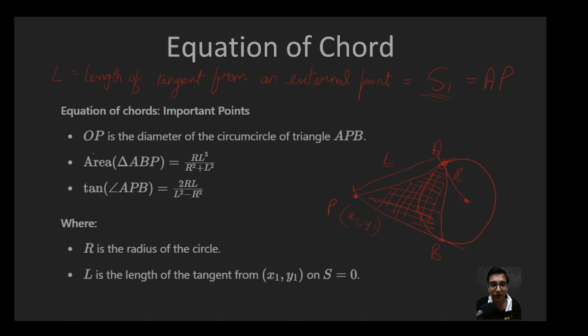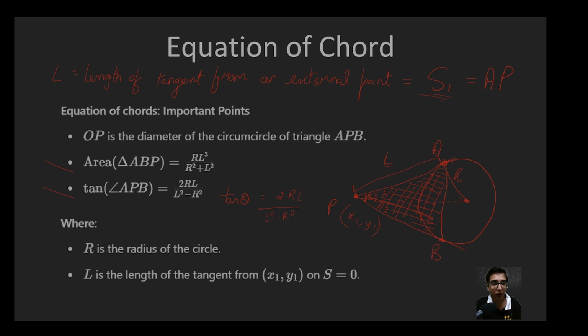So you can find out, of course, the area. You can find out tan of this angle APB. That means if I consider this angle to be theta, my tan theta becomes 2RL by L square minus R square. Now once you have found out theta, you can divide it by joining it with the center, and it would divide the angle into two equal halves. So this would become theta by 2, this would become theta by 2, of course. Then you can find out anything that the question asks you.